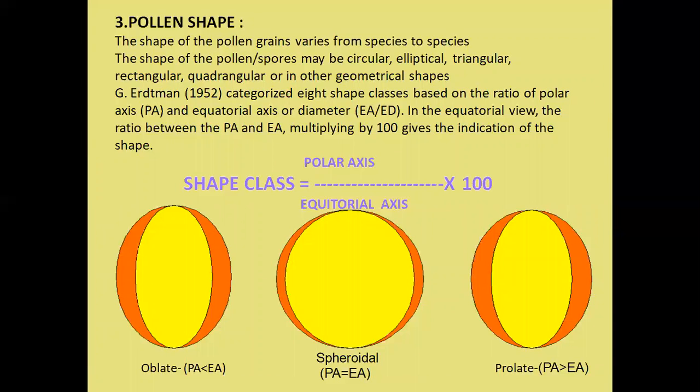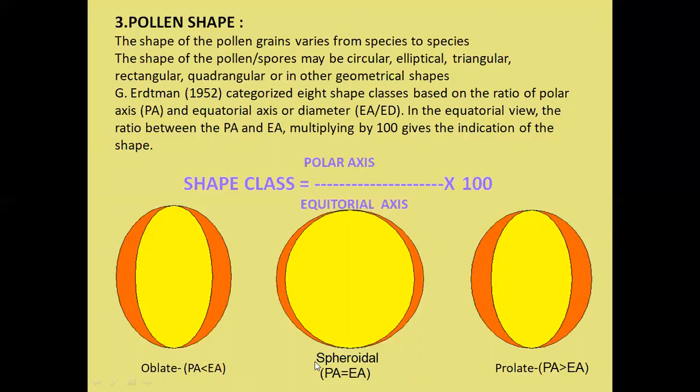We consider a pollen grain oblate when the polar axis is less than the equatorial axis. So polar axis is in the numerator, equatorial axis in the denominator. When the denominator value increases, automatically the ratio will have a lower value. So in the oblate pollen grain, the polar axis is less and the equatorial axis is longer, and based on that, we can easily calculate that.